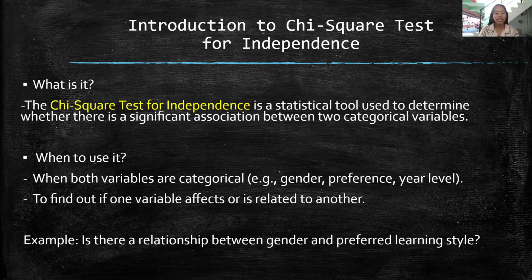An example question of this is: is there a relationship between gender and preferred learning style? So in that question, we can say that it is possible that one variable is affected by the other variable, that gender is affected by the preferred learning style.